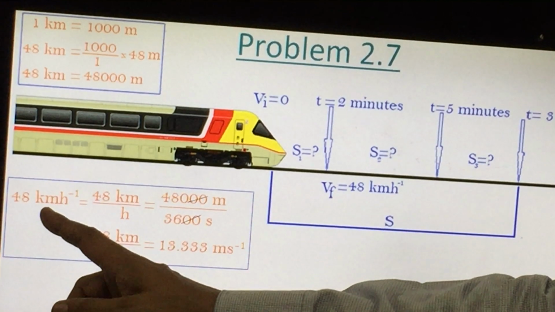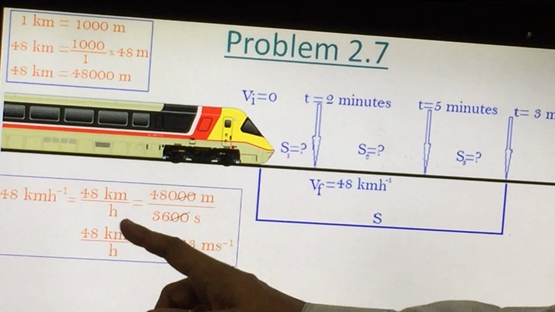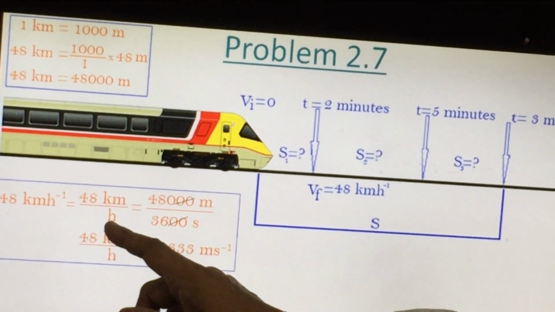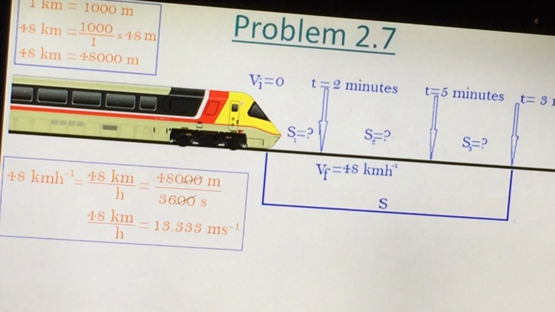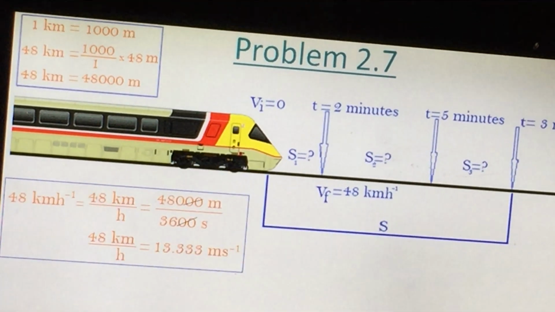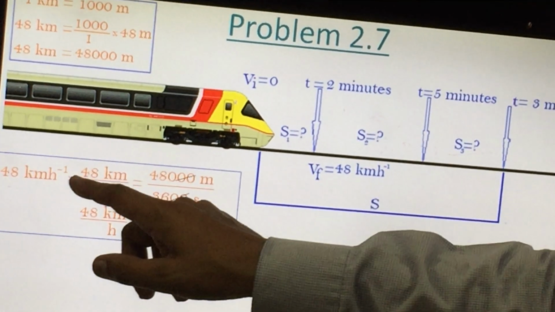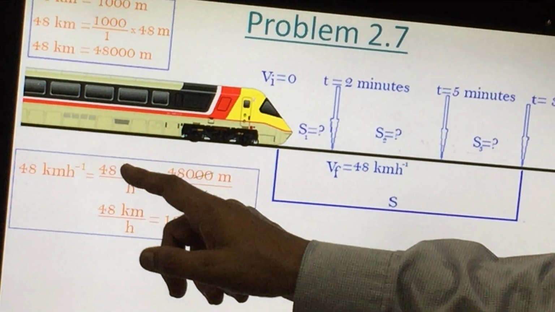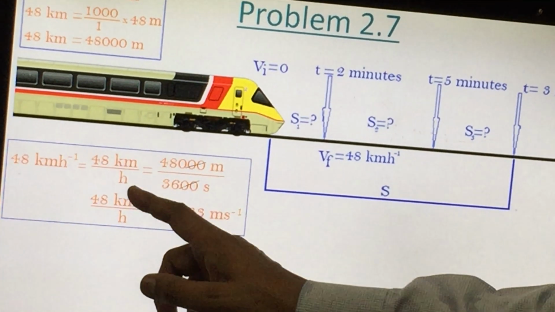So 48 kilometer hour inverse is equal to 48 kilometers per hour. The negative sign in the exponent, -1, becomes positive and the unit goes under as the denominator. So we can read 48 kilometer hour inverse, and you can also read it as 48 kilometers per hour. Divided by means per, meaning 1 hour. So in 1 hour, 48 kilometers are covered by this train. The velocity is 48 kilometers per hour.